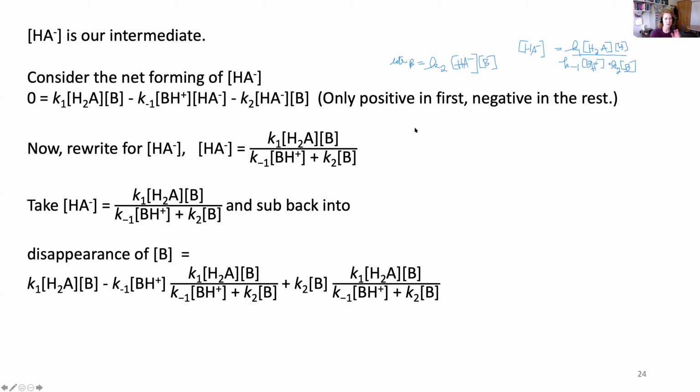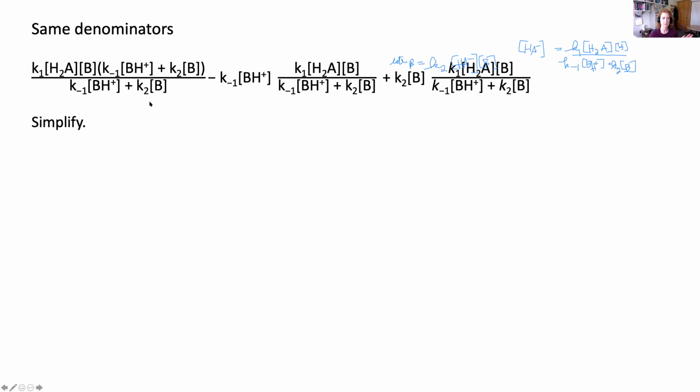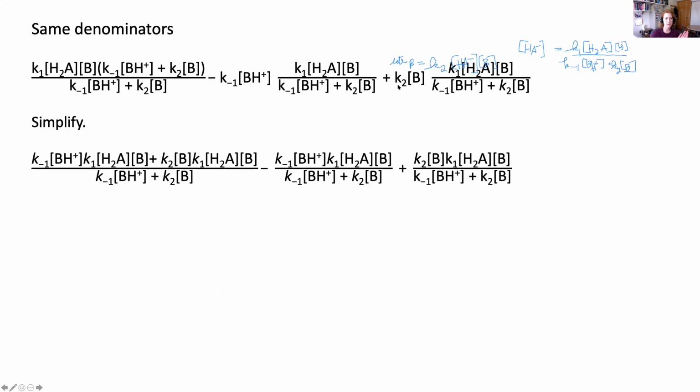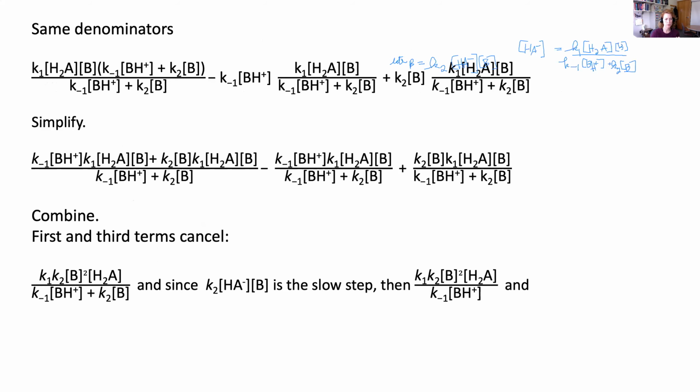they find HA minus, we substitute it back into wherever we see HA minus in the steady state approximation. We get the same denominators, we simplify, first and third terms cancel, and so we end up with K2 K1 B squared H2A over K minus 1 BH plus K2 B. So if you would have just solved for HA and plugged that in, you end up with K2 K1 H2A B squared over K minus 1 BH plus K2 B.